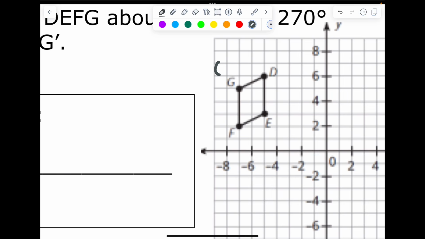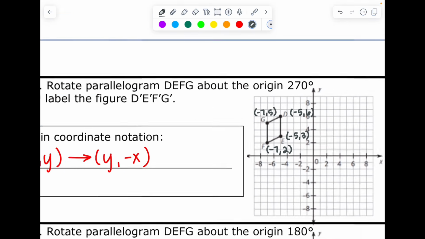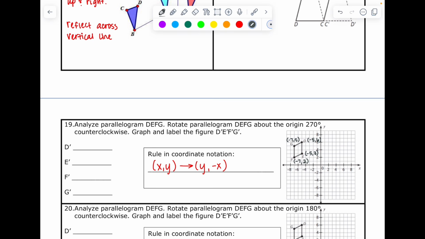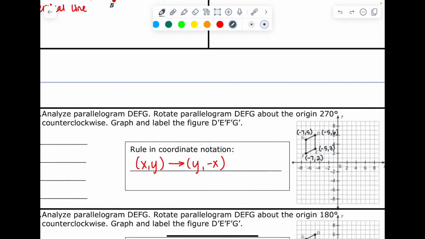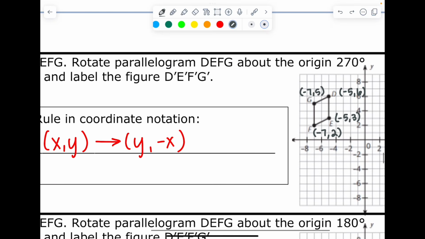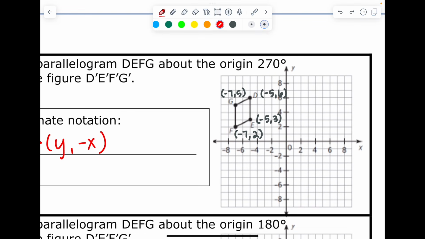So the coordinates for G was negative 7, 5. The coordinates for D, negative 5, 6. Let's see, negative 5, 3 for E. And then for F, negative 7, 2. So we could take all of those coordinates and do this. So switch the y and the x. Let me just do it over here. So switch the y and the x.